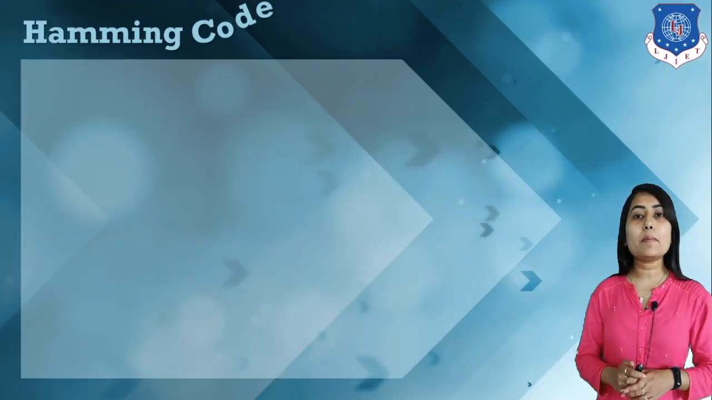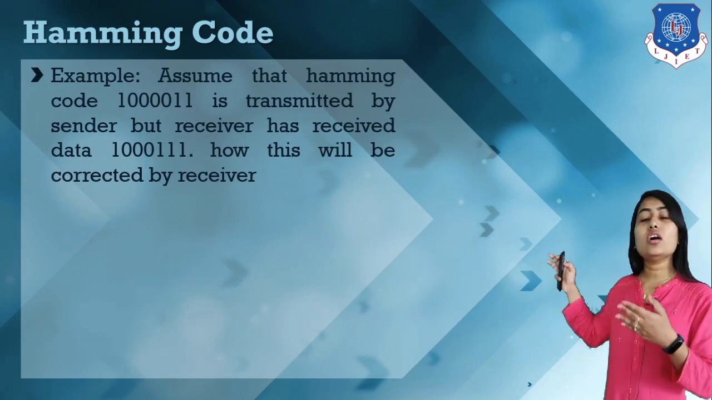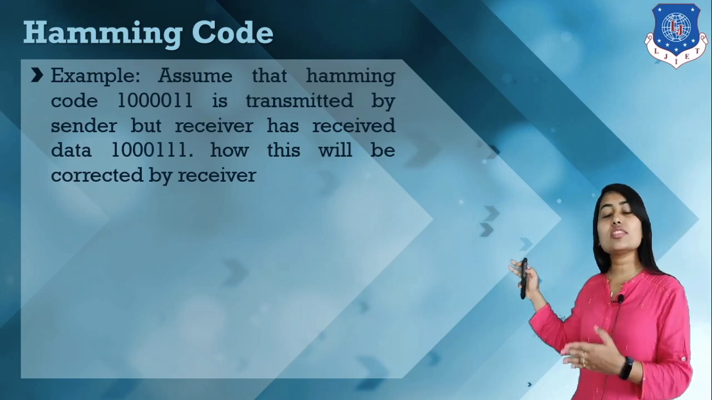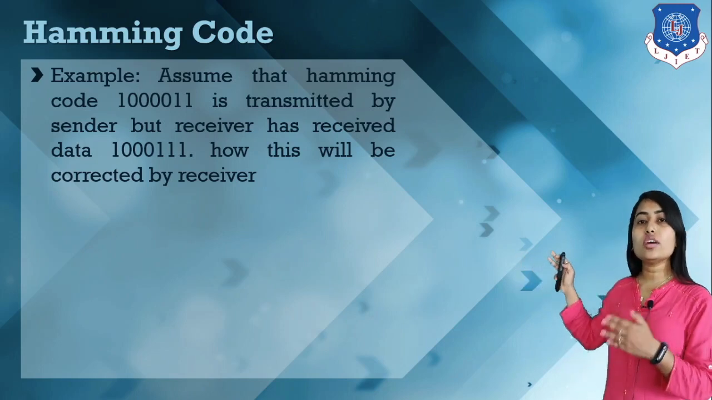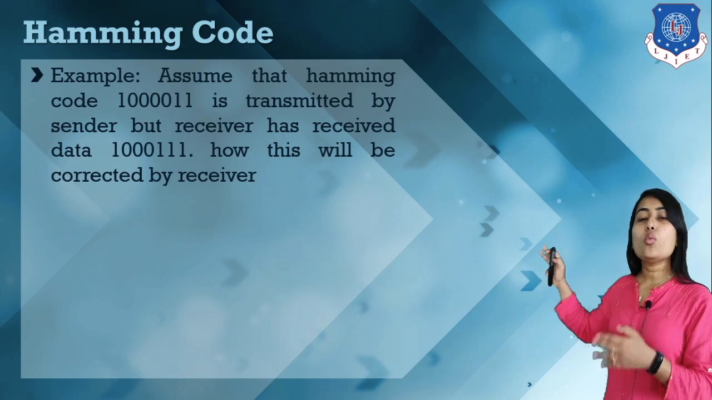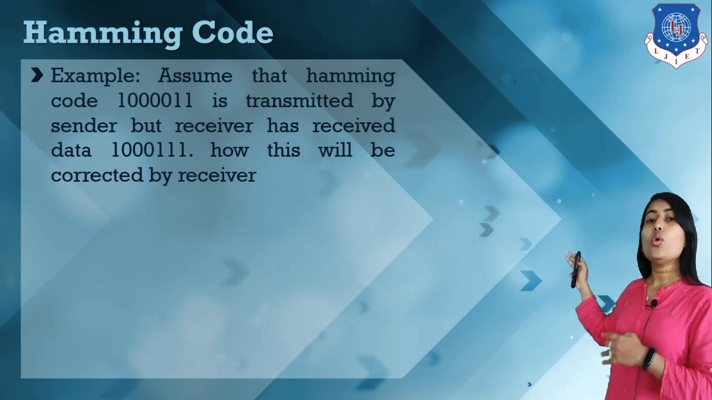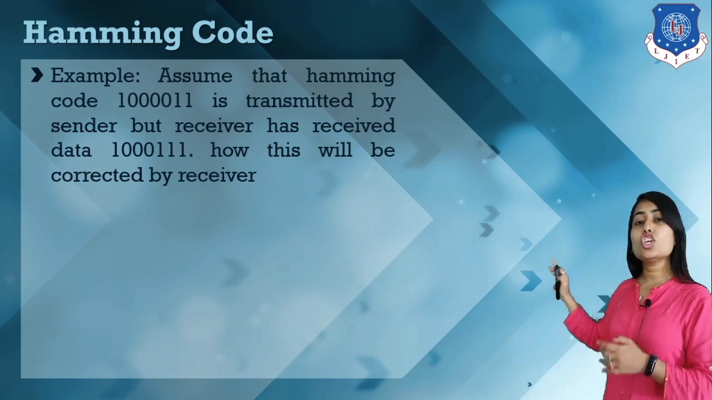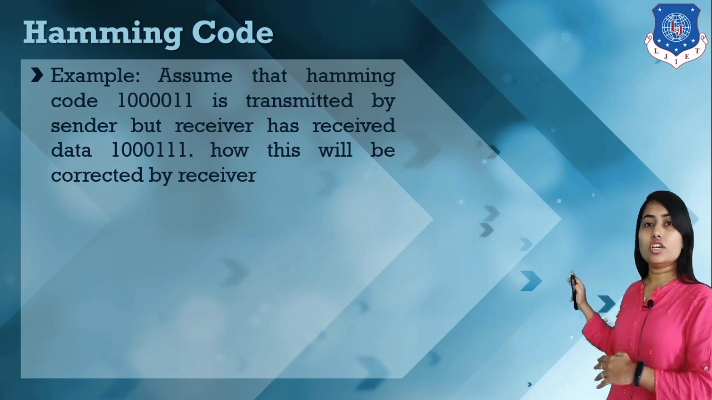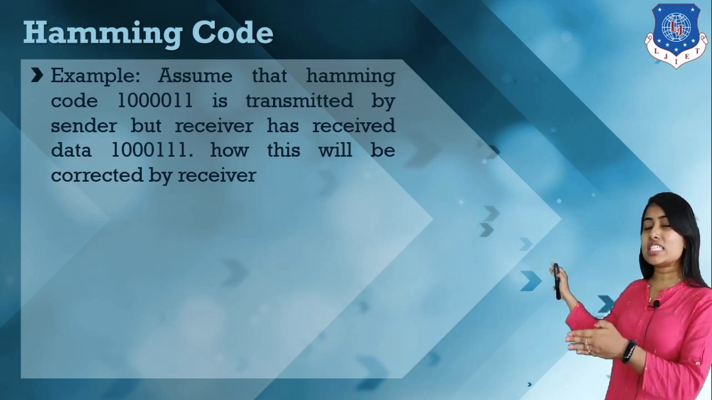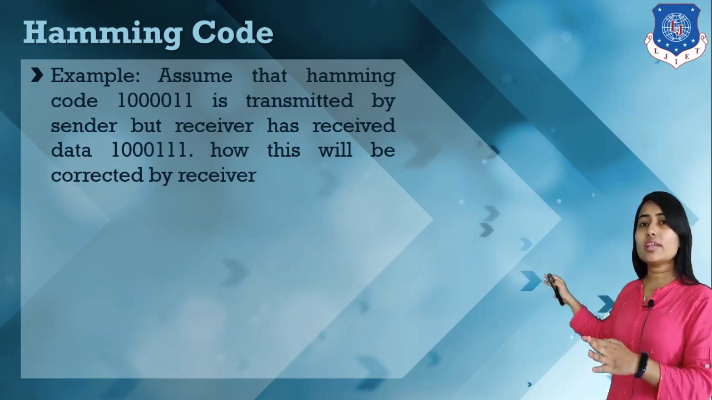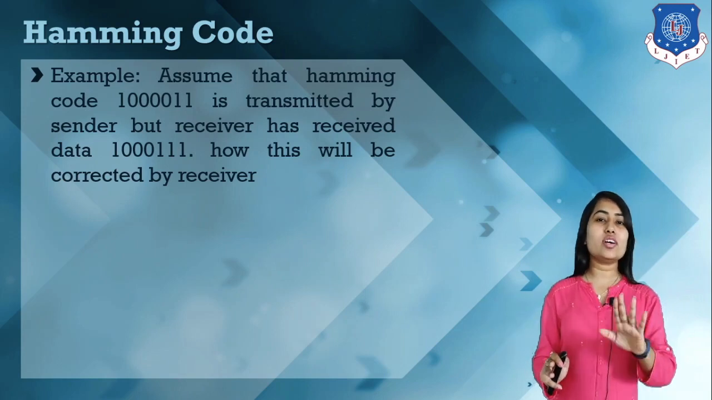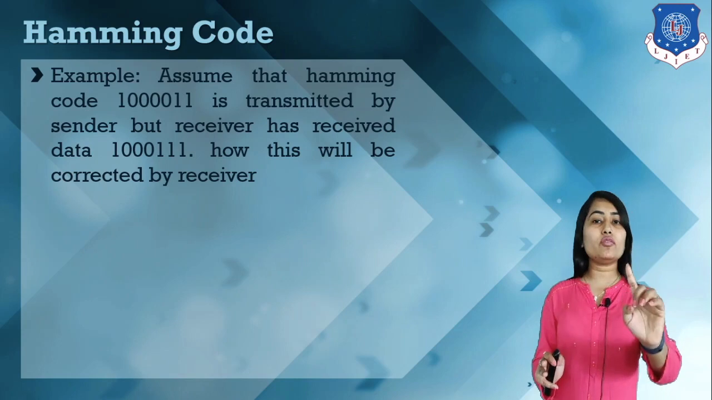Here we have an example where the transmitter transmits the information 1 0 0 0 0 1 1, and the receiver receives the message 1 0 0 0 1 1 1. Here we know that the fifth digit was complemented whenever it was transmitted through the media. So the receiver has a fifth digit which is erroneous.